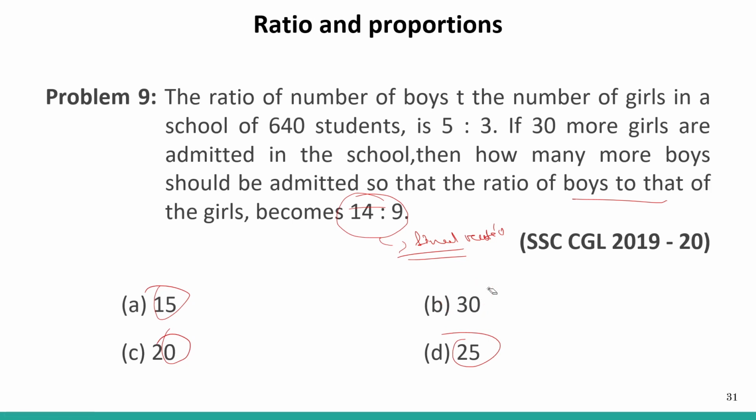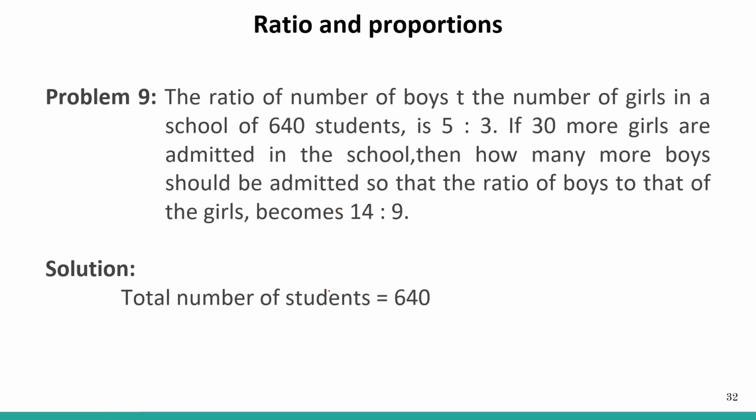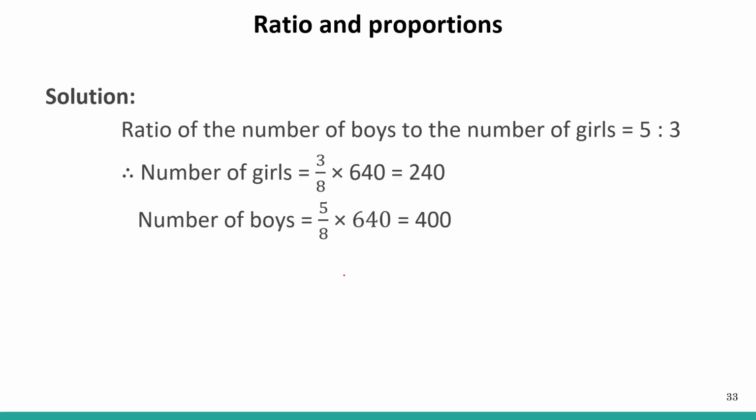Let's see. Okay. So this question has been asked in SSC CGL 2019-20 exam. So this is a very standard problem. So let's see how to solve this. So let the given total number of students be 640. Okay. So the ratio of the number of boys to the number of girls is 5:3.